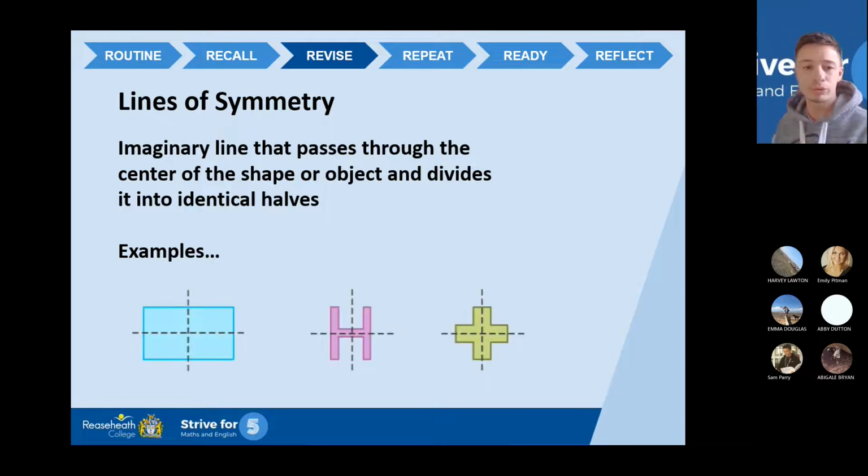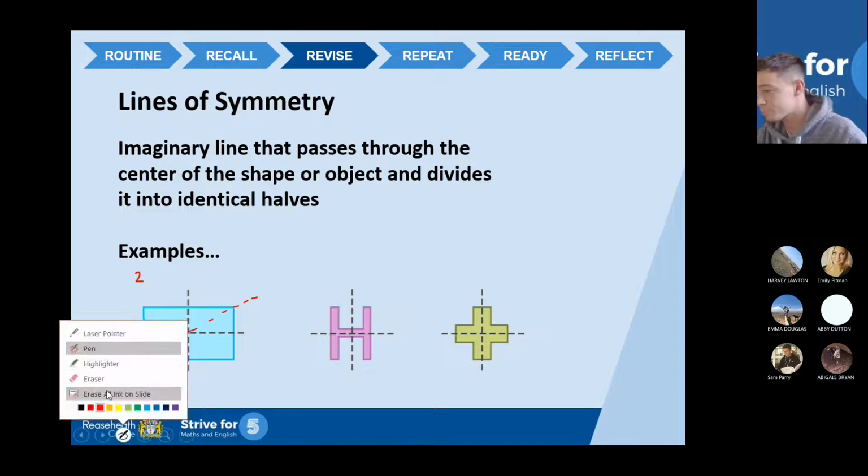And here's some examples. Down at the bottom left, you've got a rectangle, and that has two lines of symmetry. It's got one straight down the middle and one straight across. Now, some students suggest a line of symmetry goes diagonally, but unfortunately, if you were to fold across that diagonal line, those two halves would not be identical. They would not cross perfectly. So a rectangle only has two lines of symmetry and it does not include diagonals, okay?